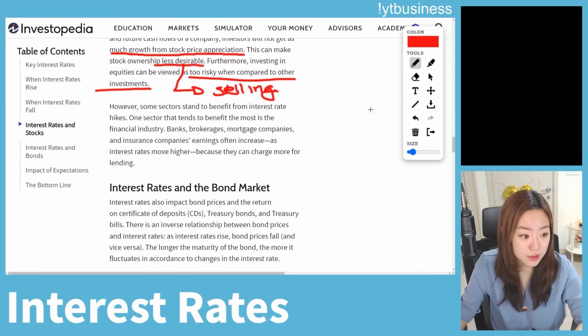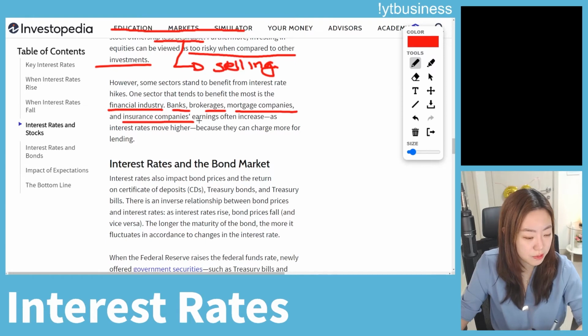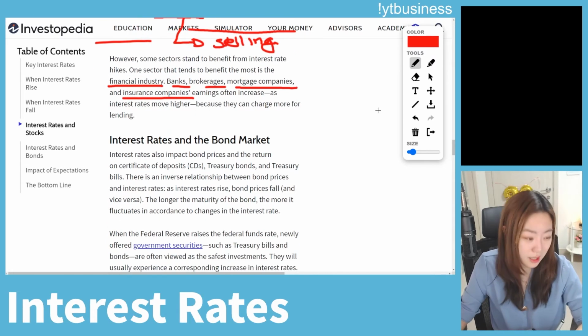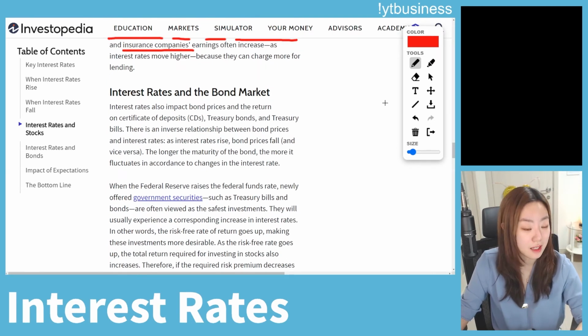However, some sectors stand to benefit from interest rate hikes. One sector that tends to benefit the most is the financial industry. So banks, brokerages, mortgage companies, and insurance companies' earnings often increase as interest rates move higher because they can charge more for lending.